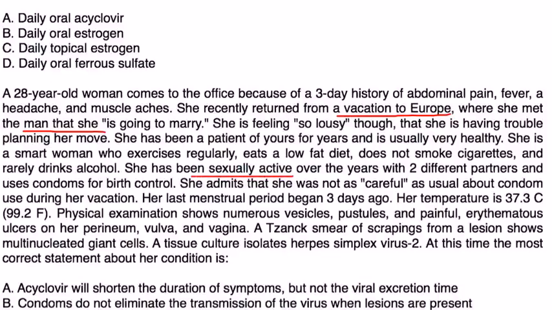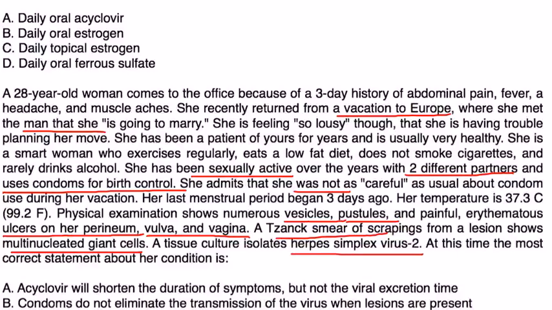She has been sexually active over the years with 2 different partners and uses condoms for birth control. She admits that she was not as careful as usual about condom use during her vacation. Her last menstrual period began 3 days ago. Temperature is 37. Physical exam shows numerous vesicles, pustules, and painful erythematous ulcers on her perineum, vulva, and vagina. A Zank smear of scrapings from the lesion shows multinucleated giant cells. A tissue culture isolates herpes simplex virus 2.